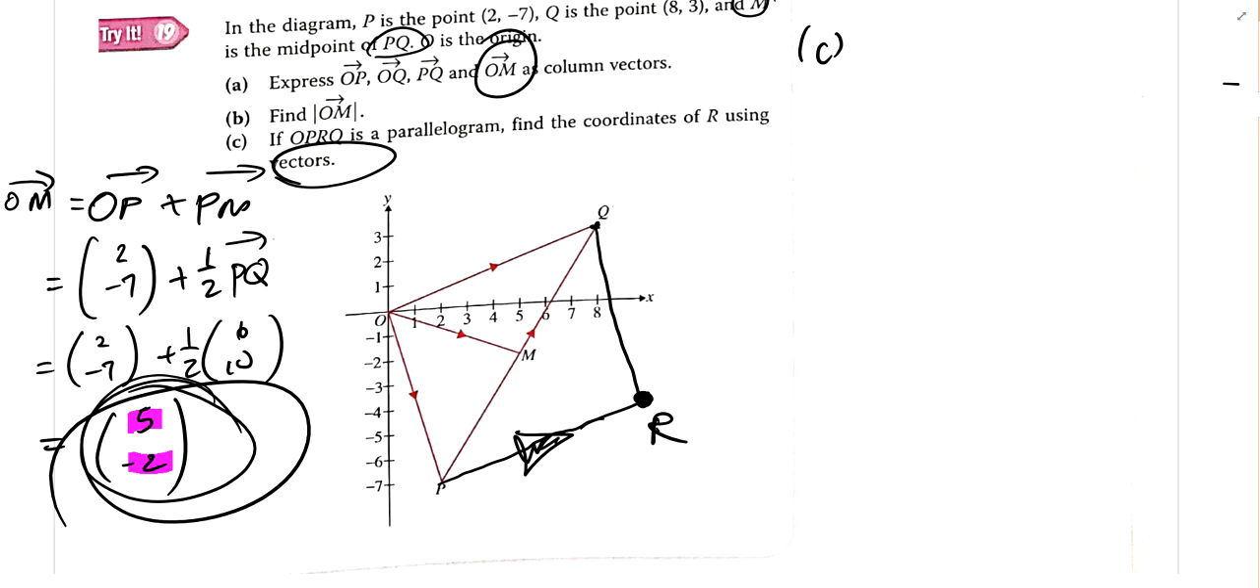Alright, part C. If I want the coordinates of R, that means I want to find using vectors OR. As long as I can find OR, I will have the coordinates already. So this is my goal. How will you write OR? Well, OM times 2. Confirm? Confirm?